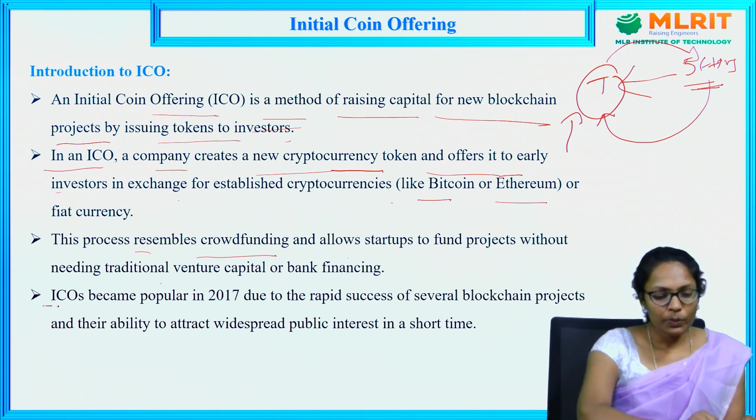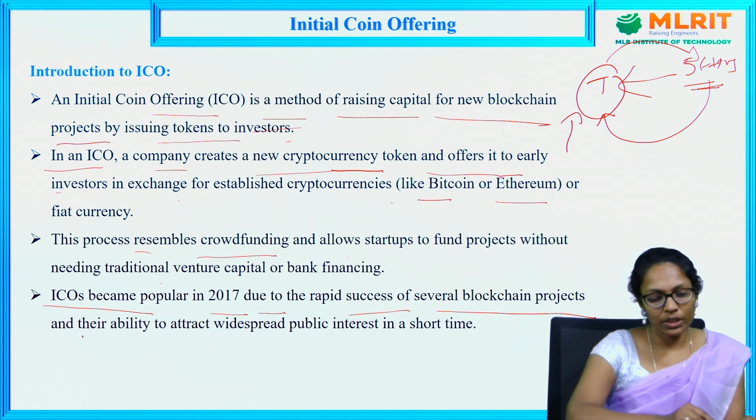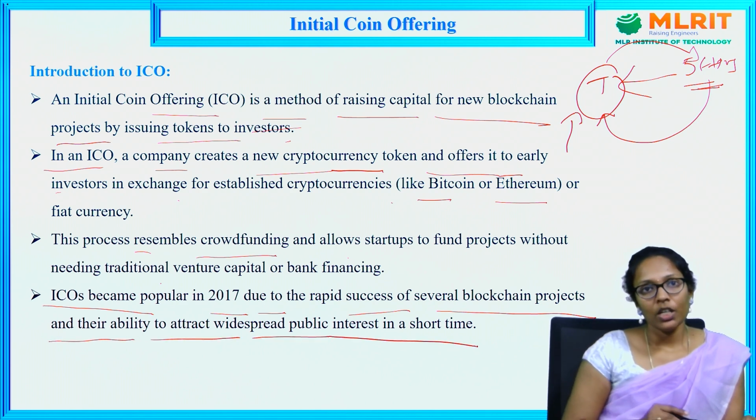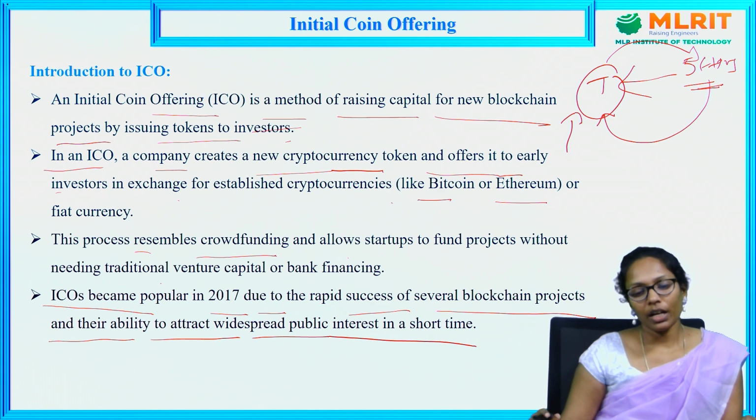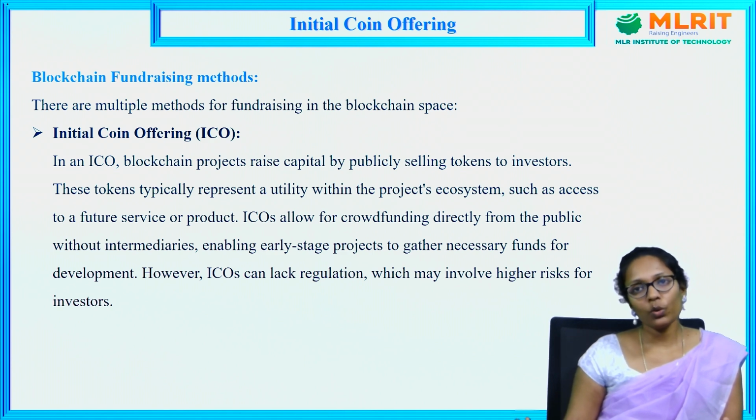ICOs became popular in 2017 due to the rapid success of several blockchain projects and their ability to attract widespread public interest in a short time. After that, many ICOs have evolved. We will see what existing ICOs we have, what the different platforms are, and how we can create ICOs using those platforms. Other than ICO, we also have other blockchain fundraising methods. We will see what those are.